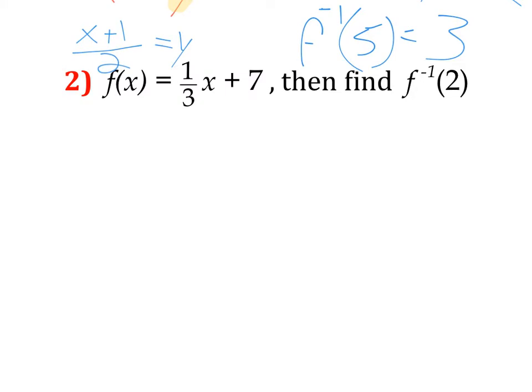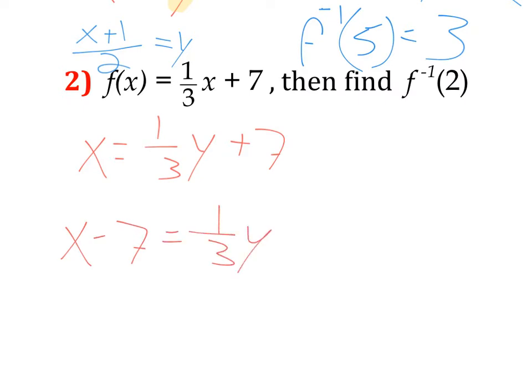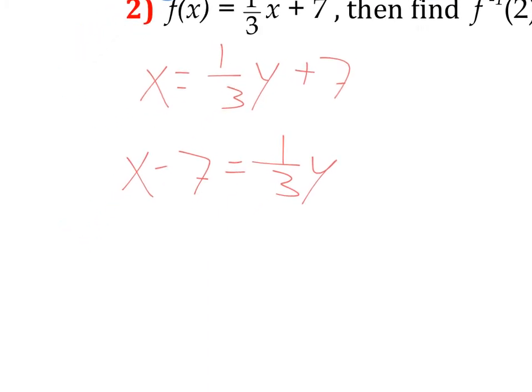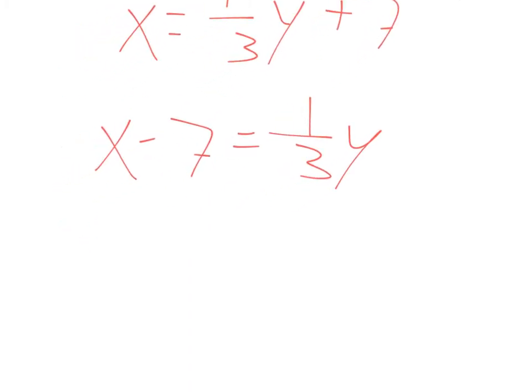Switch x and y. So x equals 1/3 y plus 7. Let's get that plus 7 to the other side. So x minus 7 equals 1/3 y. Now here's where some folks might get in trouble, because they'll see this 1/3 here and they'll get confused, right? Do I divide both sides by 1/3? I'm dividing by a fraction. What does that even look like?